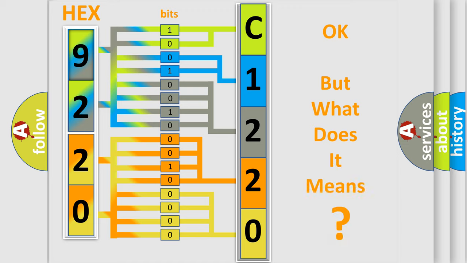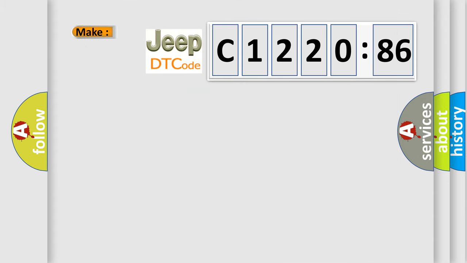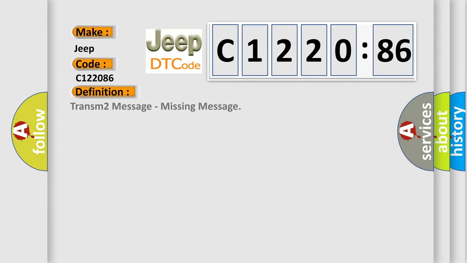The number itself does not make sense to us if we cannot assign information about it to what it actually expresses. So, what does the Diagnostic Trouble Code C1220-86 interpret specifically for Jeep car manufacturers? The basic definition is Transmission 2 message, missing message.